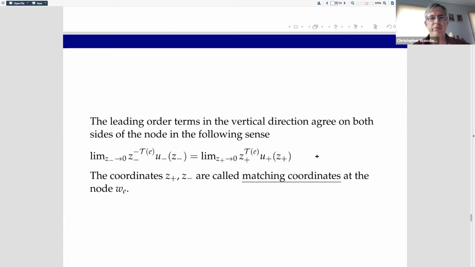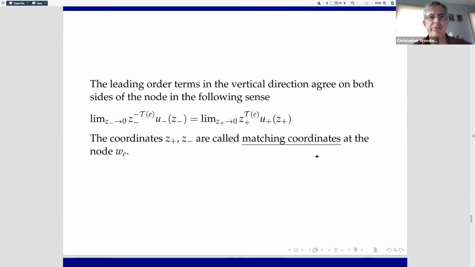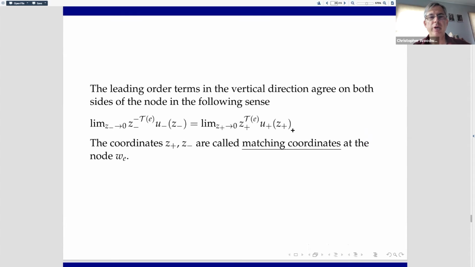Okay. So these are called matching conditions. Another way of writing it is to say that I can choose local coordinates Z plus and Z minus near the nodes, so that if I use the torus action to write Z minus to the T E, you have to think about why that makes sense, and then look at U minus, Z minus, and U plus, Z plus, then these are going to have the same limit.